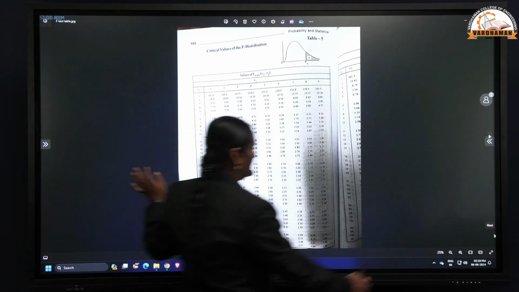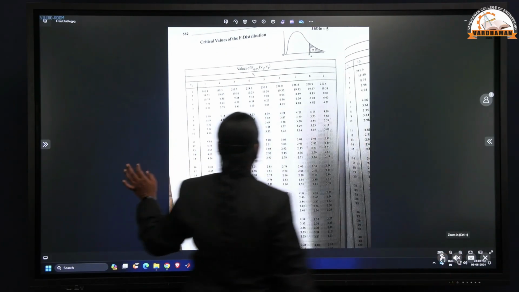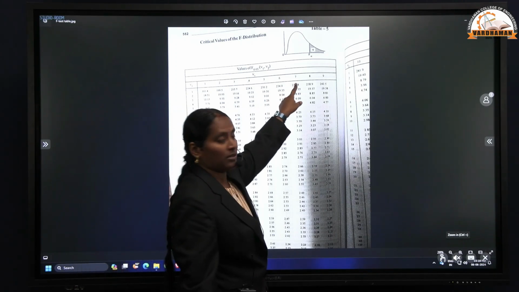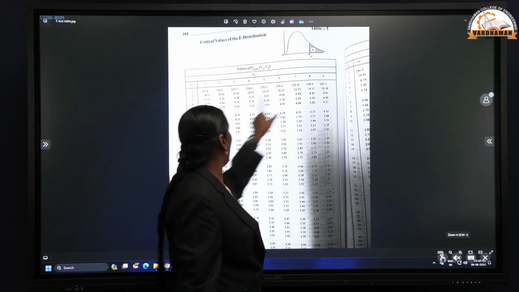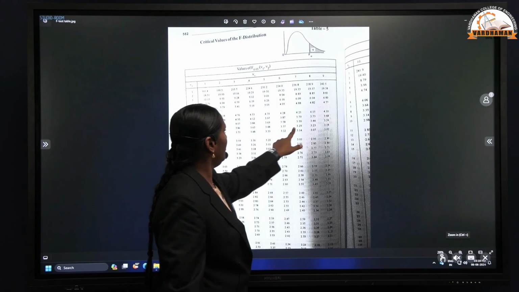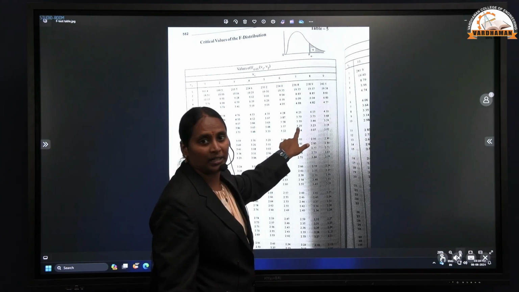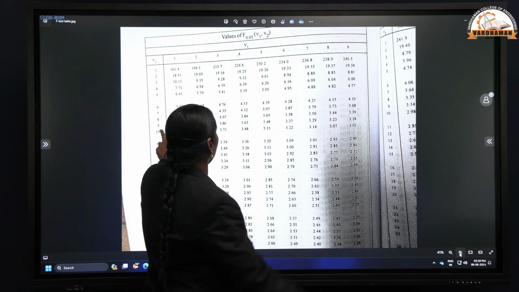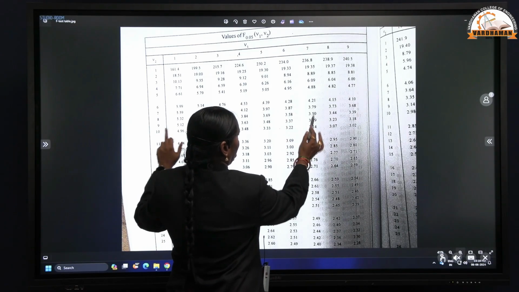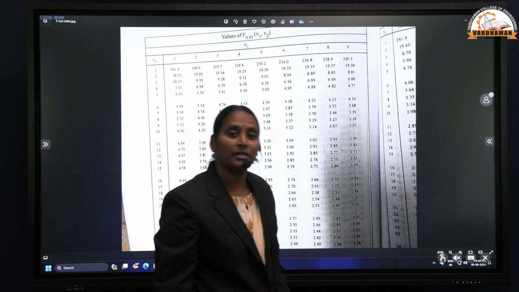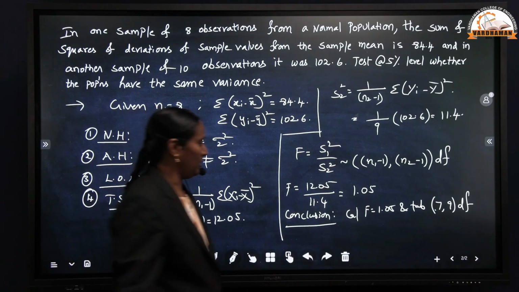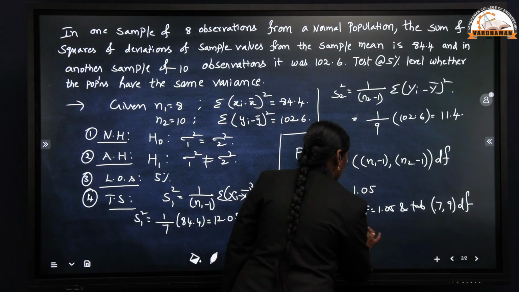So now let us see here. We are going to find it at 7, 9 df. The greater variance's part is 7 and the left hand side is 9. So we verify that 3.29 is our table value for 7, 9. This is the tabulated value of 7, 9. So as per our table, the table value is 3.29.